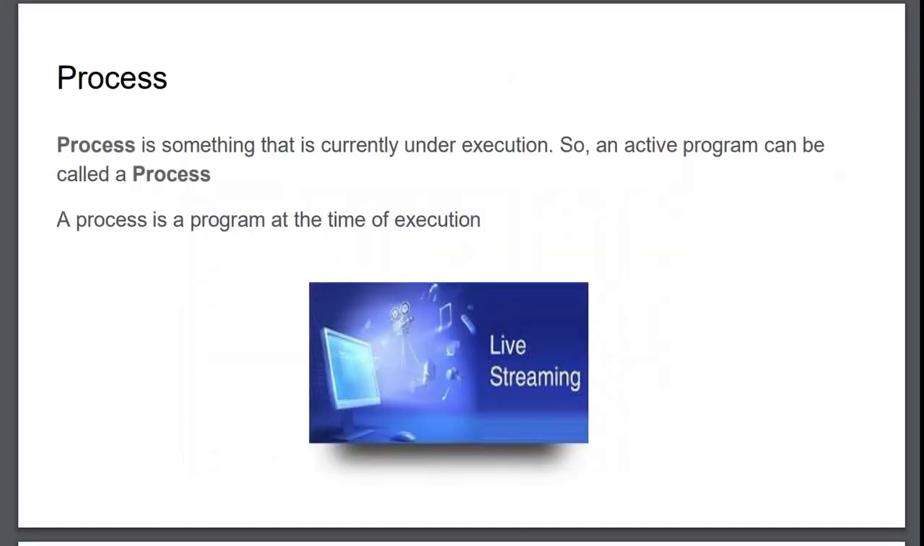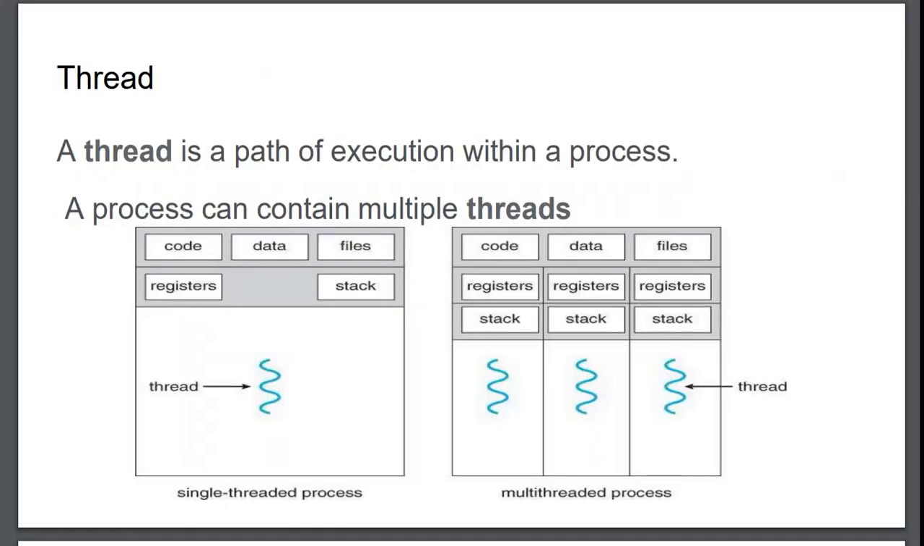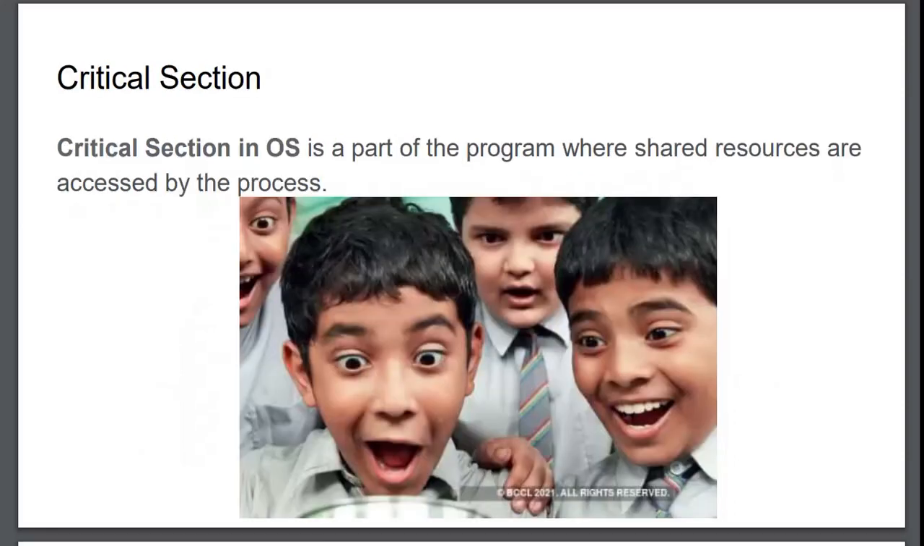And process, which is the unit of execution that is currently being done, right? And thread. The difference between the process and thread is that for each process we need to create a separate memory, but a thread shares the memory of the process. So one process can contain n number of threads, and all the threads will share the same memory allotted for that particular process. And the critical section, yes.